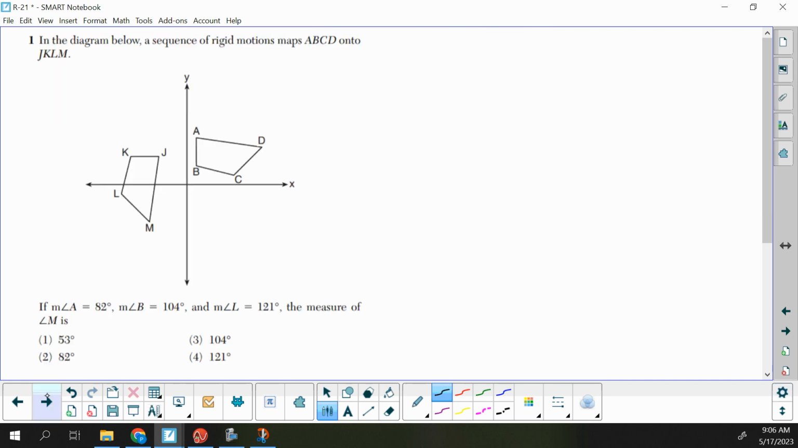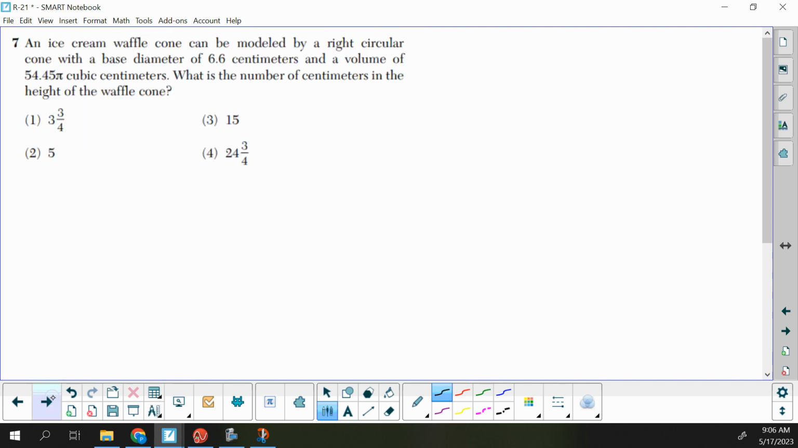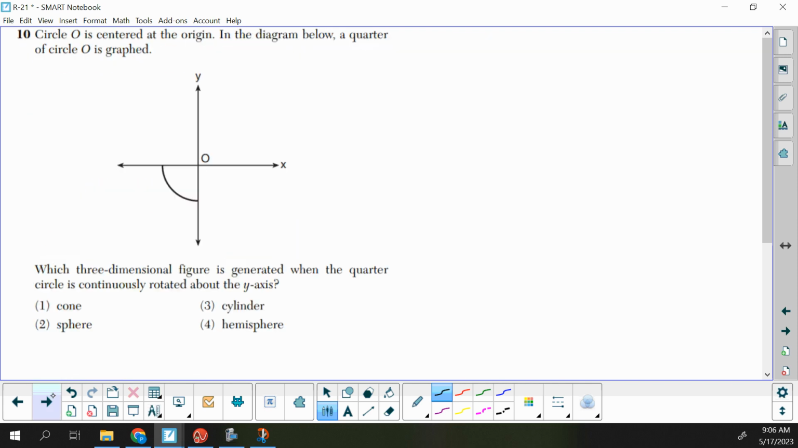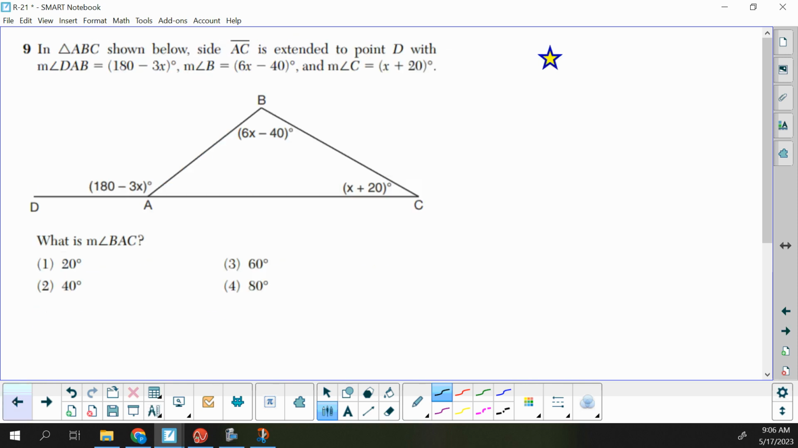All right, one last one. The rest of the ones you're going to have to do on your own for homework are all going to be multiple choice. So we're going to look at just number 9, which, if you flip ahead to page 139, they give us some expressions. We eventually want to find this angle here, BAC.